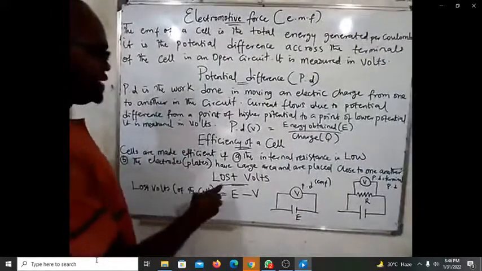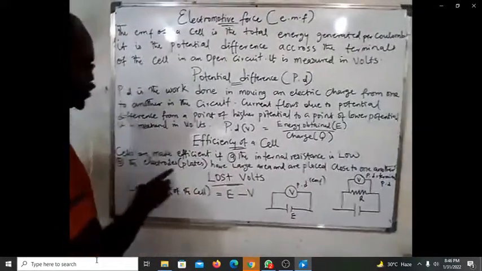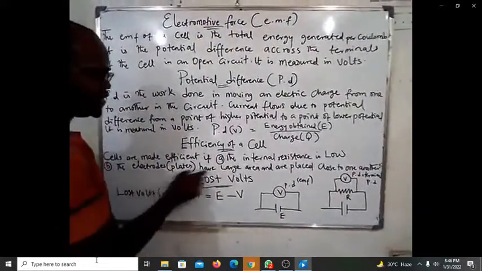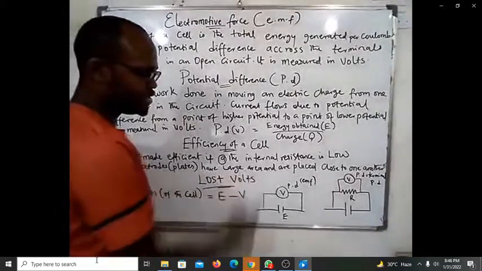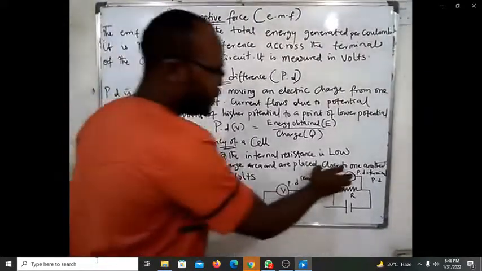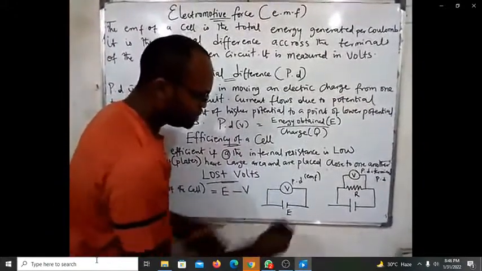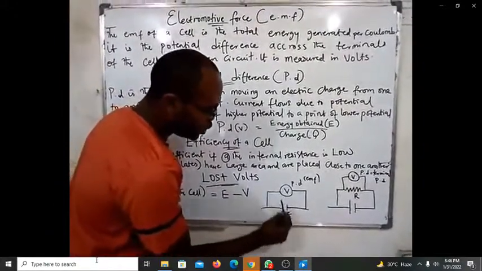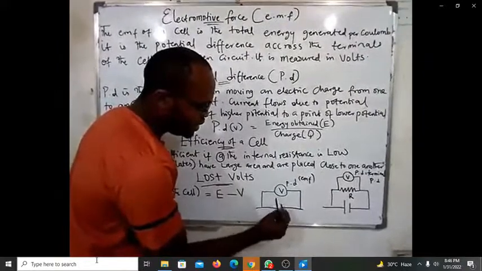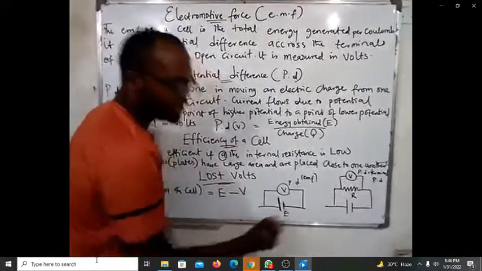Number two is that the electrodes or the plates of the cell have to have large surface area, and they have to be placed close to one another. Like now you can see the electrodes, the two of them, they have to have what we call large surface area, and they need to be placed closer to one another.